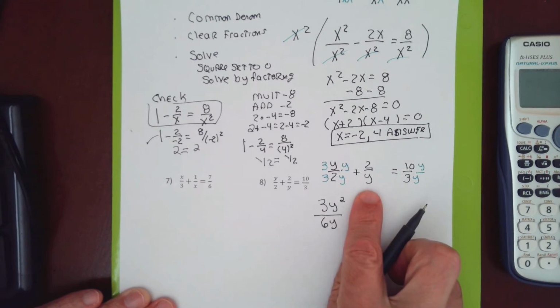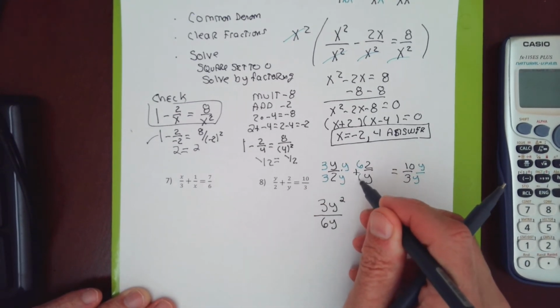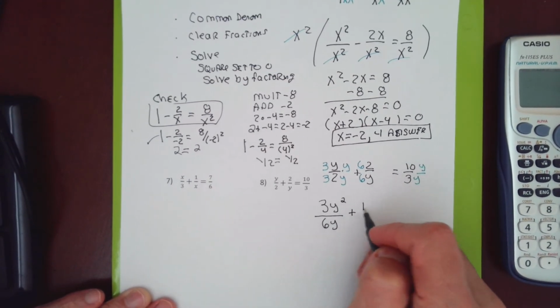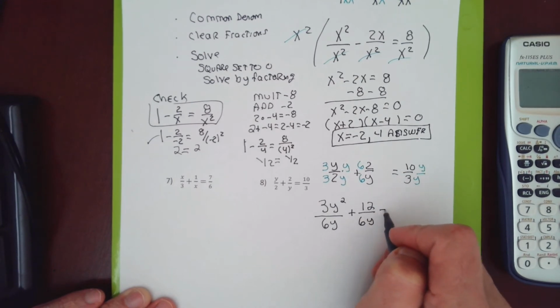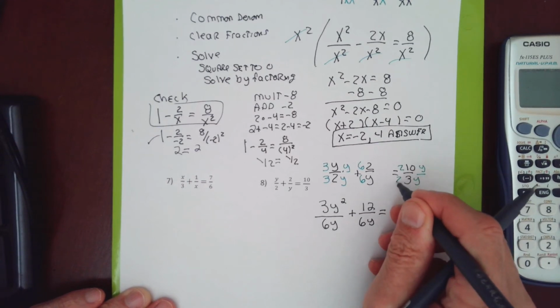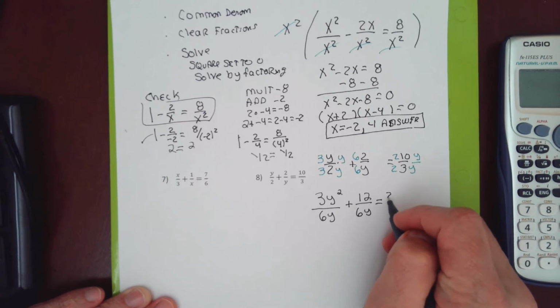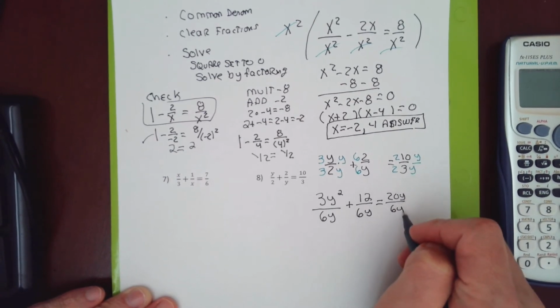The middle fraction has the y, but it's missing the 6. The middle fraction, I'm going to give it top and bottom a 6, and that's going to make this plus 12 over 6y. To the right of the equal sign, I have the y. I need to change the 3 into a 6, and I'm going to multiply it by 2 over 2. And this is going to give me equals 20y over 6y.